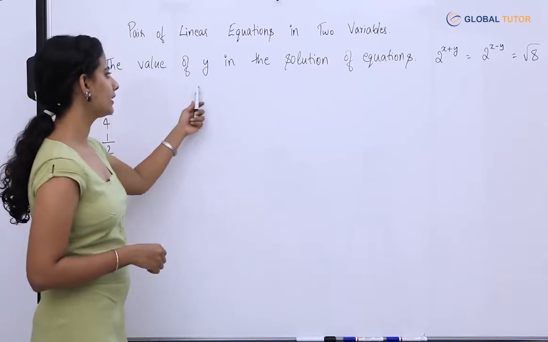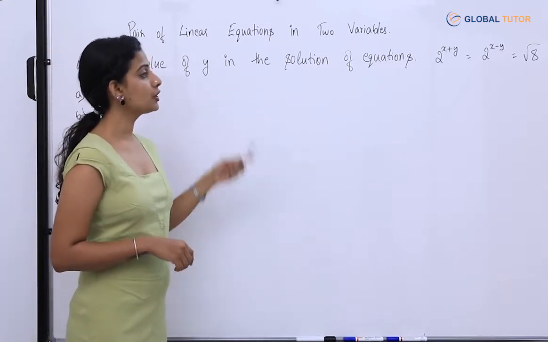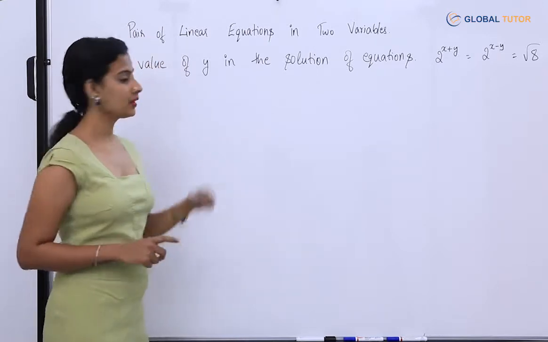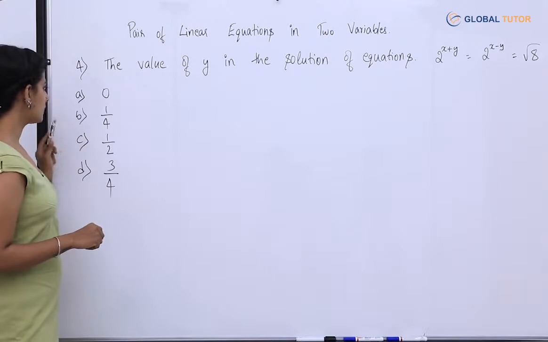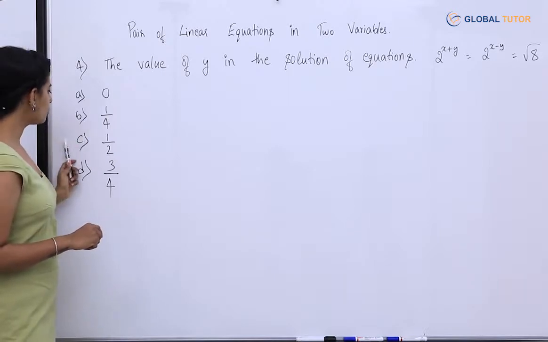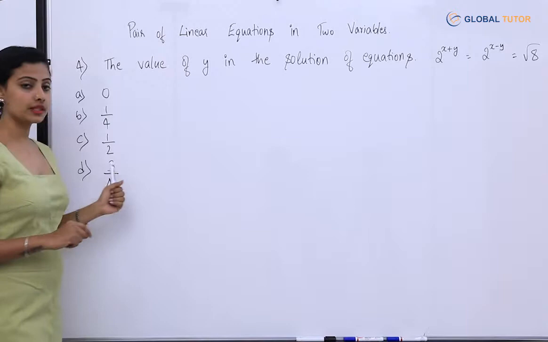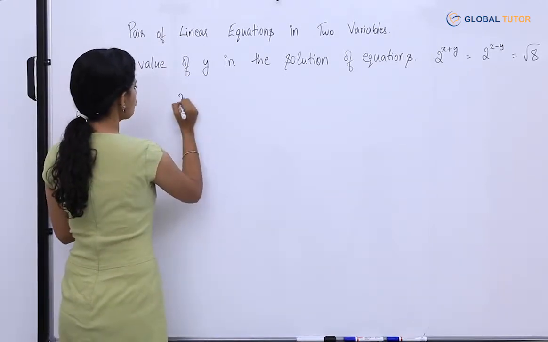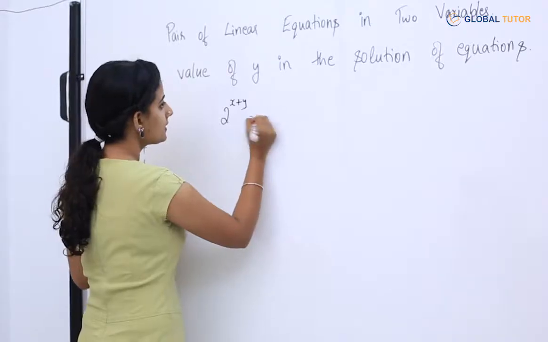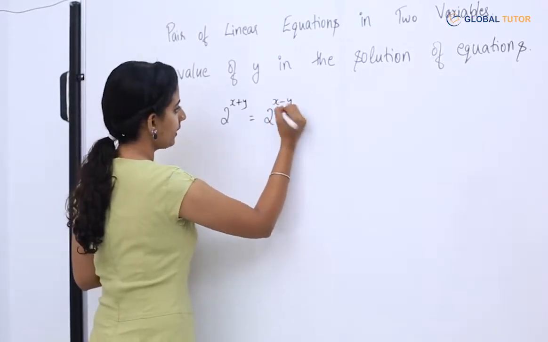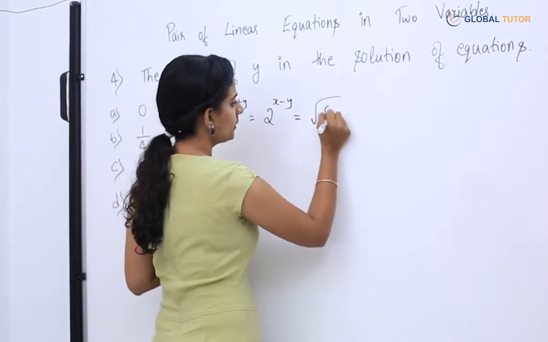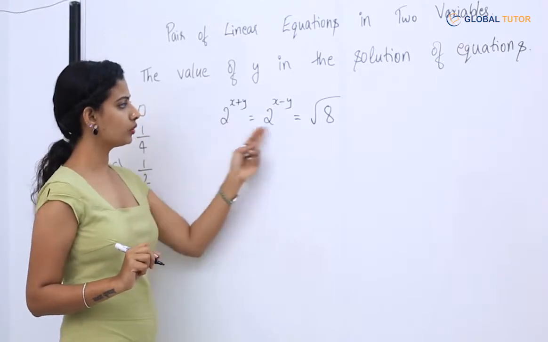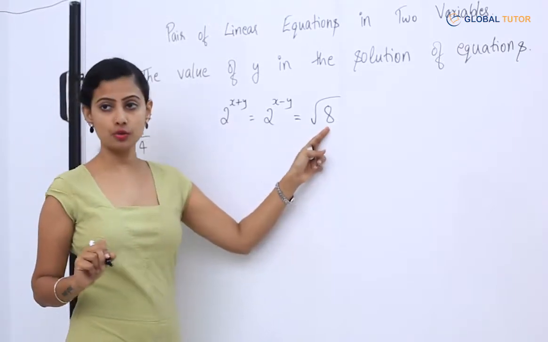The value of y in the solution of equations 2 power x plus y is equal to 2 power x minus y is root 8. Option A 0, option B 1 by 4, option C 1 by 2, option D 3 by 4. Now what do we have in the question? We have 2 power x plus y is equal to 2 power x minus y, which is equal to root 8. Here we have base 2 in both these places.